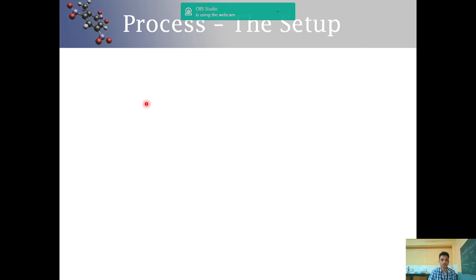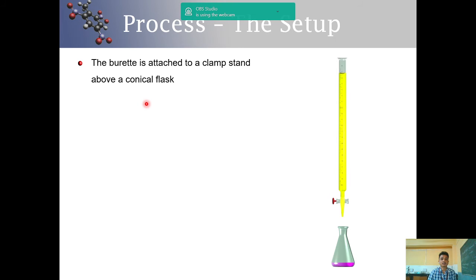That's why we do not use these chemicals as primary standard substances, or to make primary standard solutions. Okay, so what is the actual setup of volumetric analysis? First of all, you have to clamp the burette. You have to attach it to a clamp stand above the conical flask. This is how to perform volumetric analysis in the laboratory, and it is an important thing.